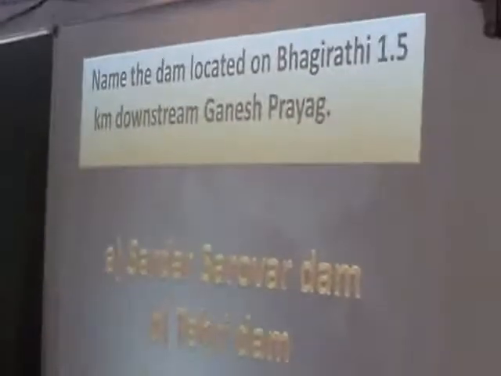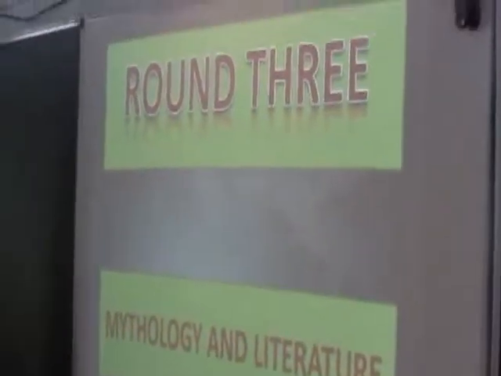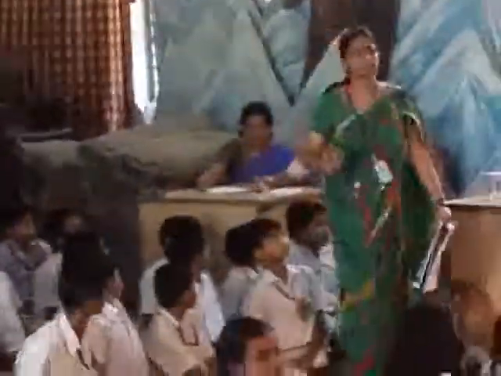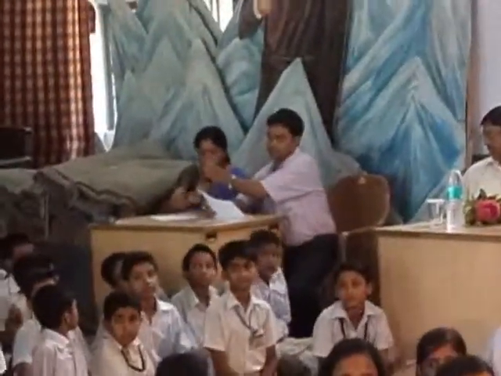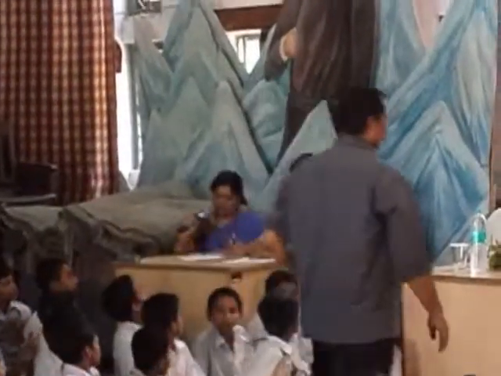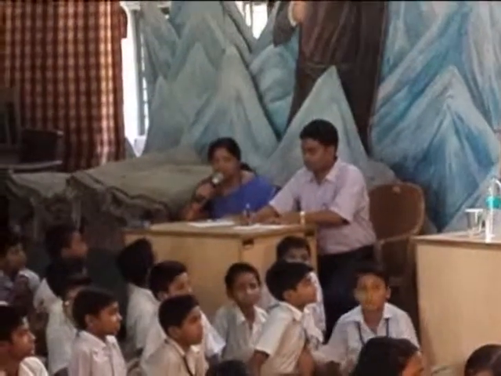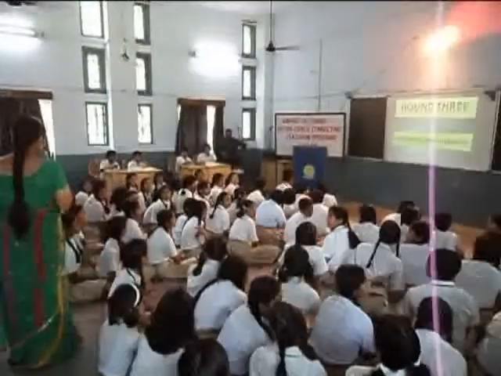So we end with round 2 and I'll ask the scorers to tell the total till now. Team A 25 and Team B 20. Team C 25 and Team D the lowest, that is 15. 5 marks.